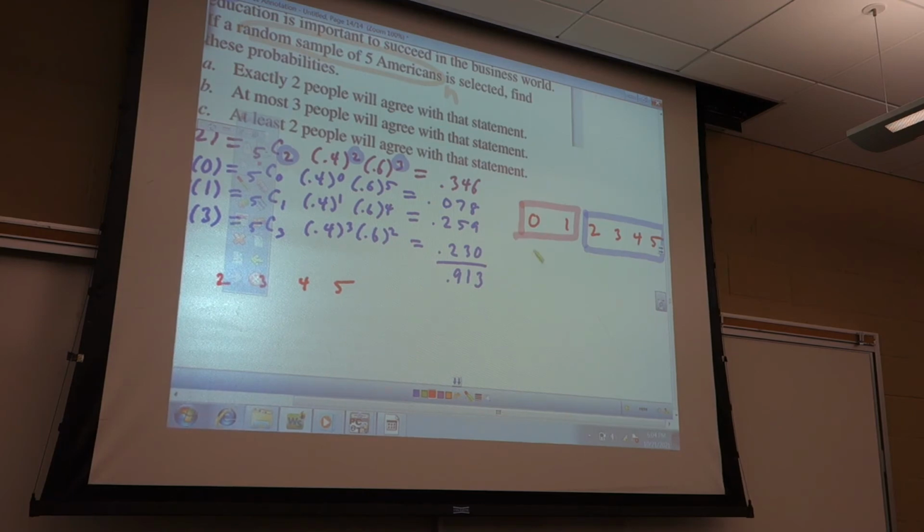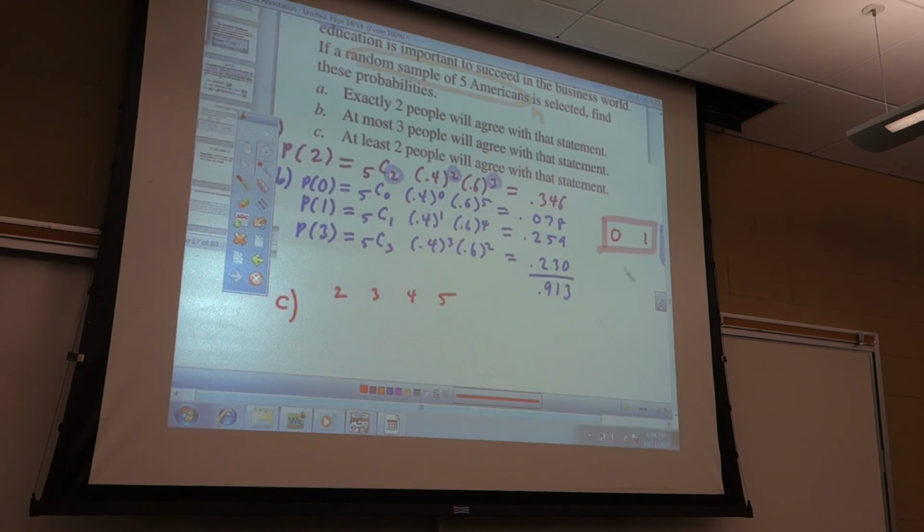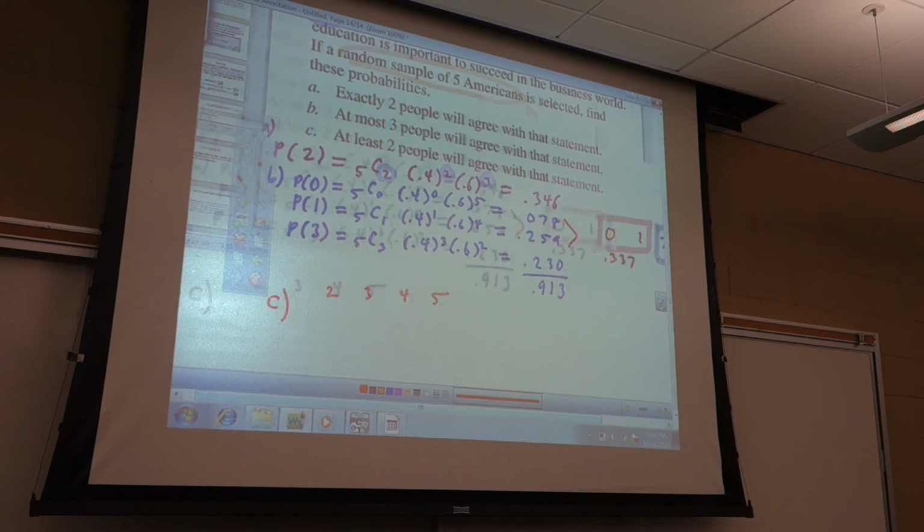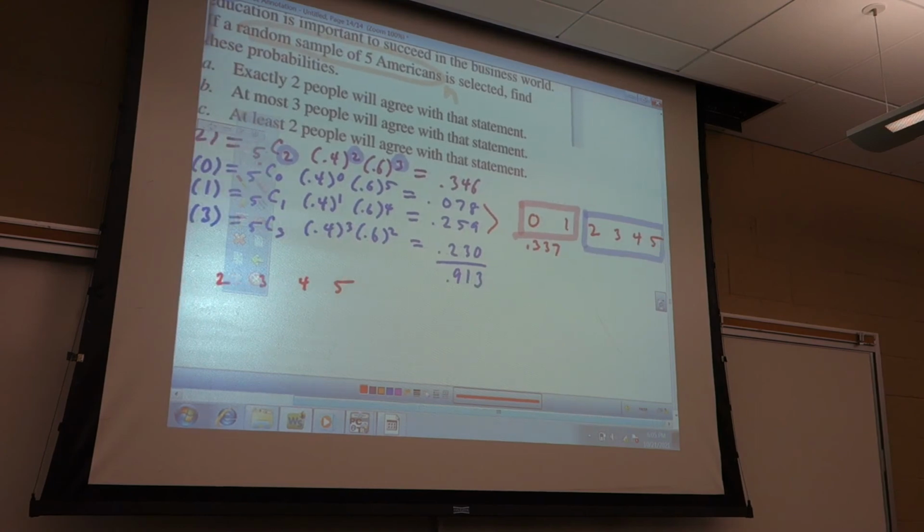So what's the red? This I know, right? Because I already found this. This is just these two added together. So this part here is going to be 0.337. Everyone with me? So the blue part is just 1 minus 0.337, 0.663. This is part C.